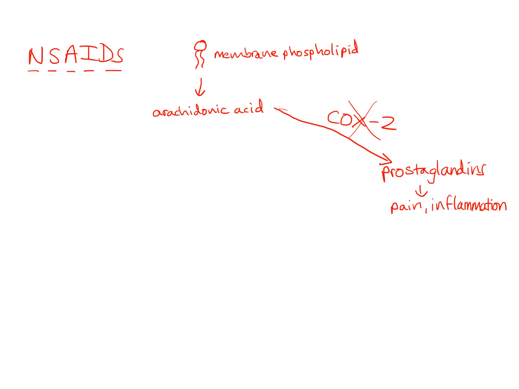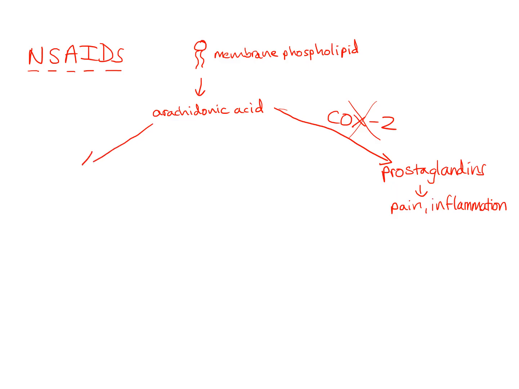Okay, so we do want to block COX-2 with our NSAIDs, so that's actually good. But the problem is that our NSAIDs will also block the COX-1 enzyme. And the COX-1 enzyme is actually the good enzyme, and we don't want to block COX-1. And when we do block the COX-1 enzyme, that's where we start getting our side effects with our NSAIDs. So let's show you what happens here.